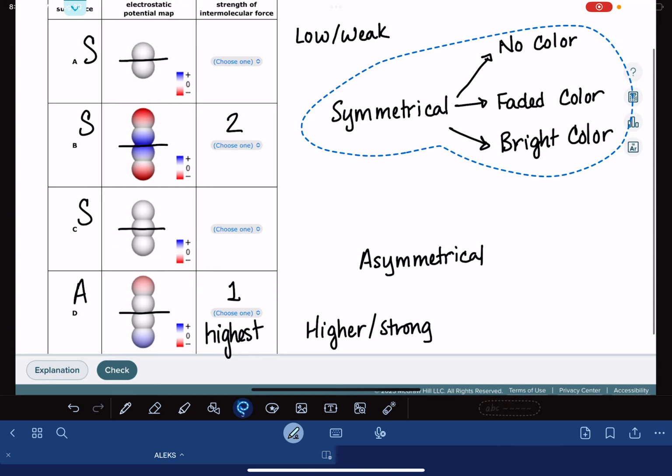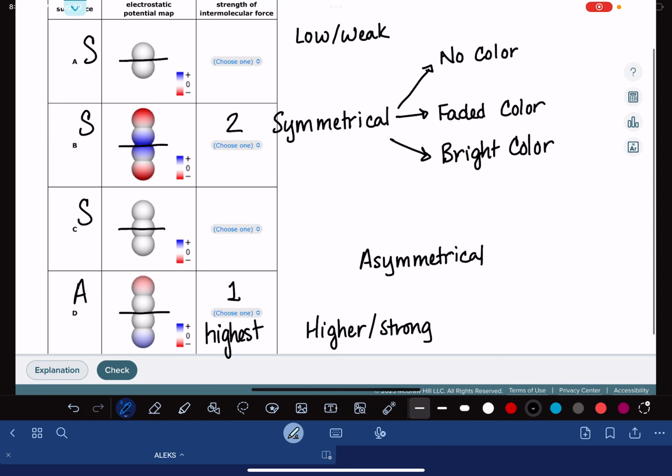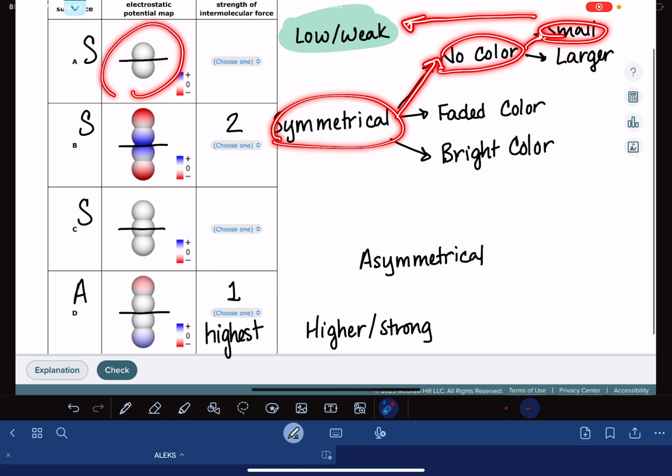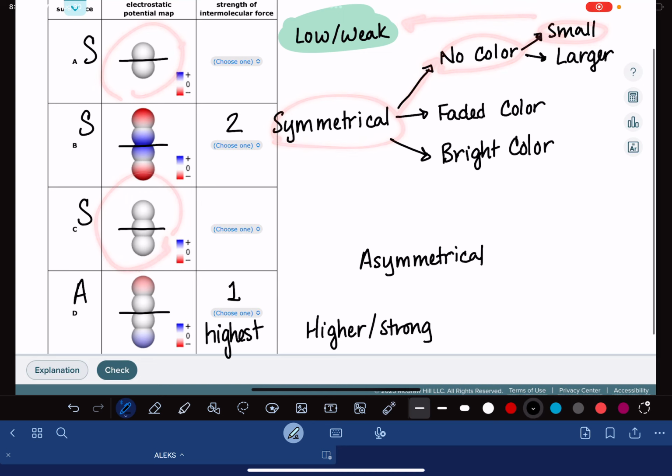Now, how am I going to distinguish them from each other? The smaller the molecule is, the lower or weaker its IMFs are, and the larger it is, the stronger the IMFs are. So in general, symmetrical molecules that have no color at all and are small are the molecules that have the lowest or weakest intermolecular forces.